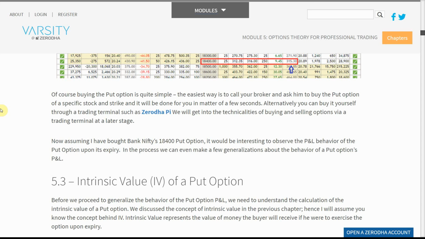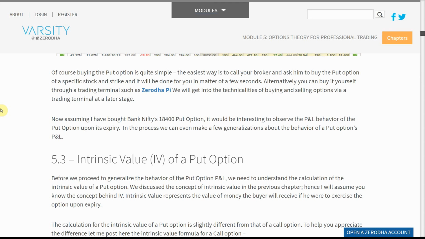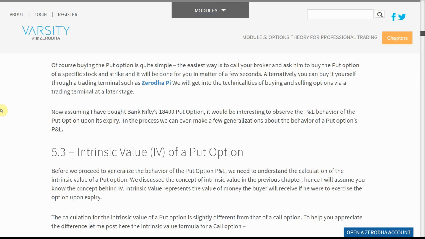Now, assuming I have bought Bank Nifty's 18,400 put option, it would be interesting to observe the P&L behavior of the put option upon its expiry. In the process, we can even make a few generalizations about the behavior of a put option's P&L.